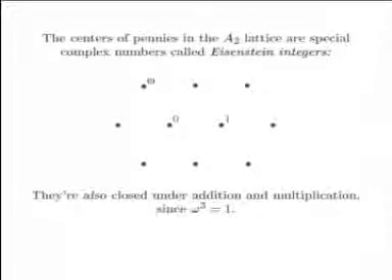And the same thing is true of this hexagonal lattice. Those are sometimes called the Eisenstein integers. Eisenstein was a student of Gauss, and one of the things he was forced to do is to study these.